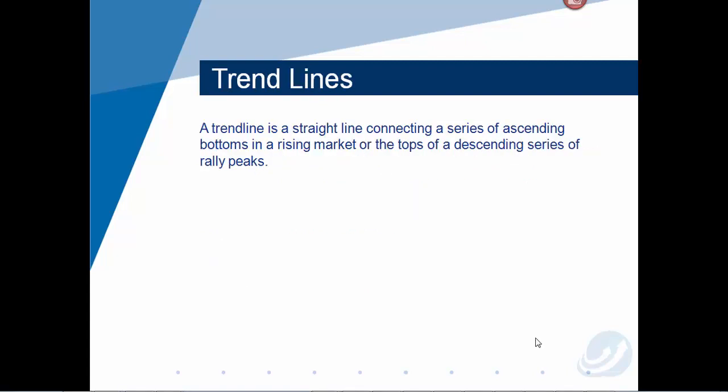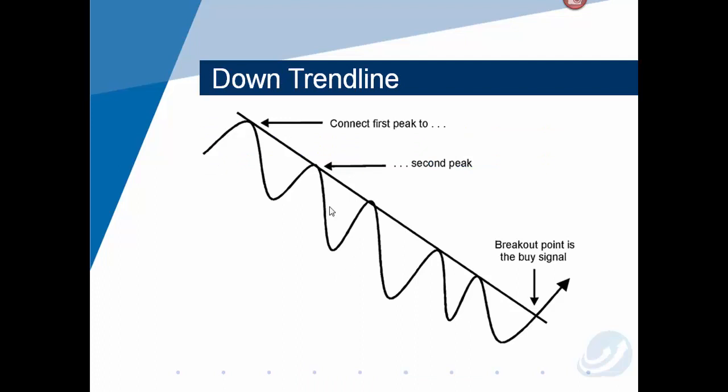All right, so let's take a closer look at trend lines. A trend line is a straight line connecting a series of ascending bottoms in a rising market, or the tops of a descending series of rally peaks. So, when we're drawing our trend lines, as I mentioned earlier, we're looking for the first peak, or the highest point on the chart, and we connect the second peak of that chart and then have the line extend into the future. So this now represents your resistance level.